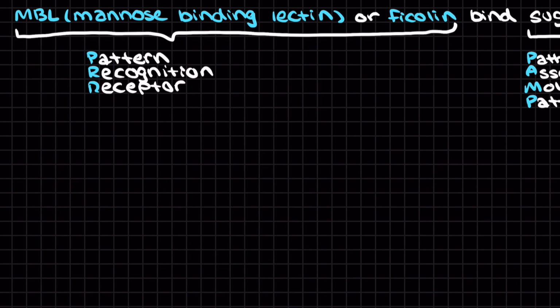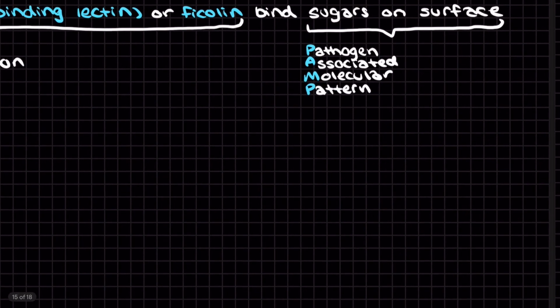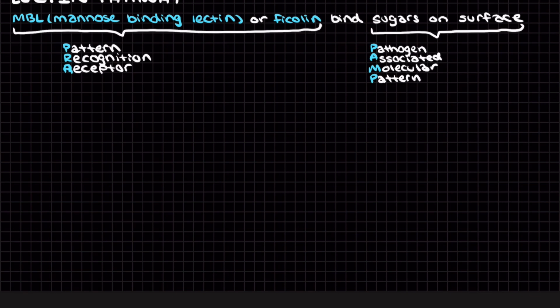Let me make that R a little bit clearer. R. So we have a pathogen-associated molecular pattern, and these molecular patterns are detected by the pattern recognition receptor. So it's a pretty clear relationship. But let's actually dive in now to the PRRs of the lectin pathway.